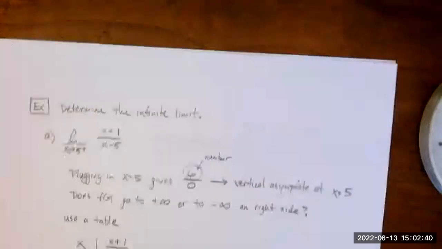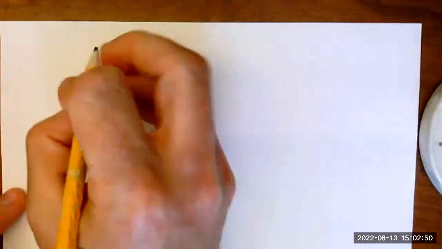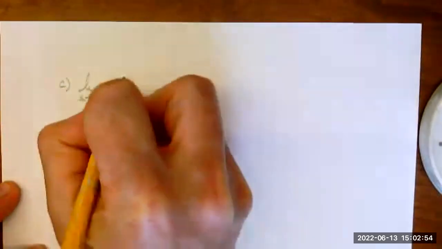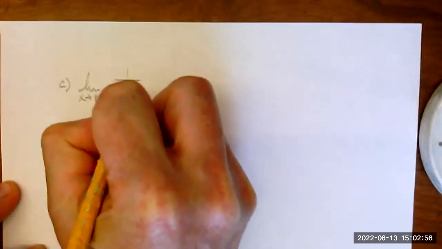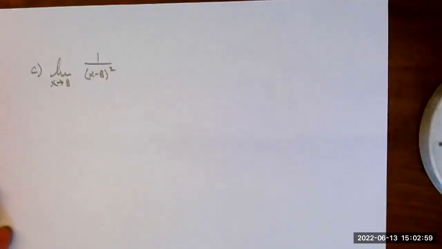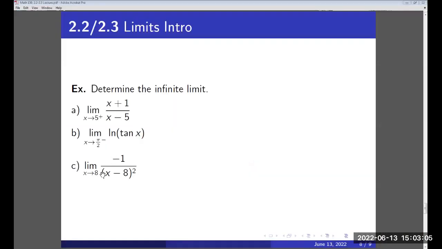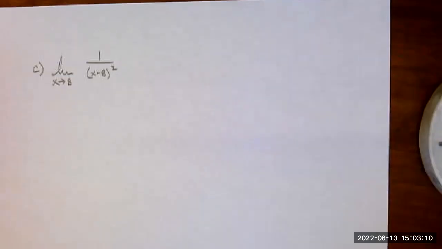We've got one more. Part C, the limit as x approaches 8 of 1 over x minus 8 squared. Let me jump back to the lecture. Did I get that right? Oh, negative 1. Okay, glad I checked. Negative 1 over x minus 8 squared.